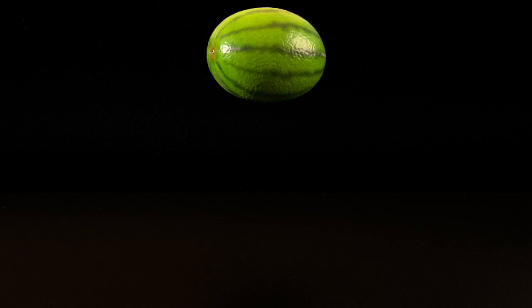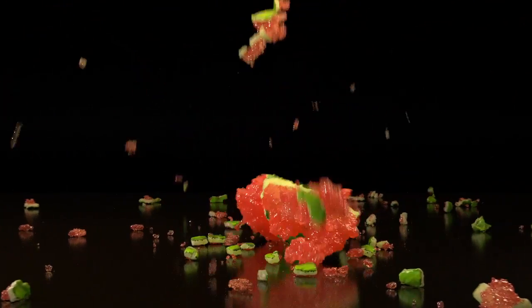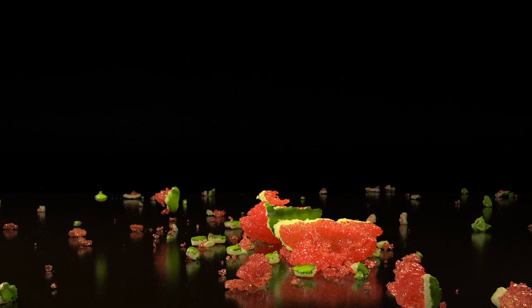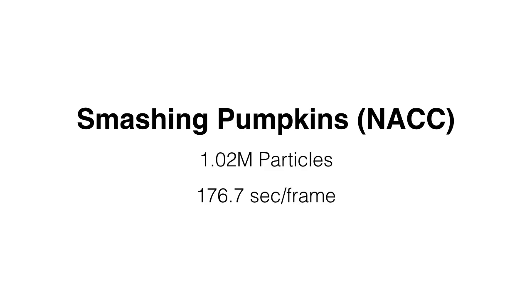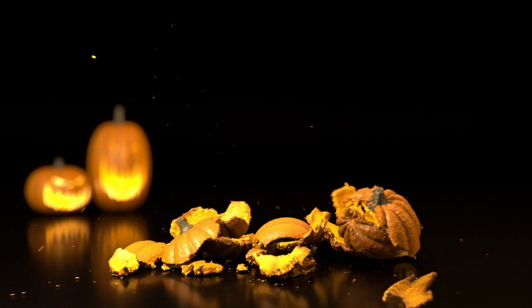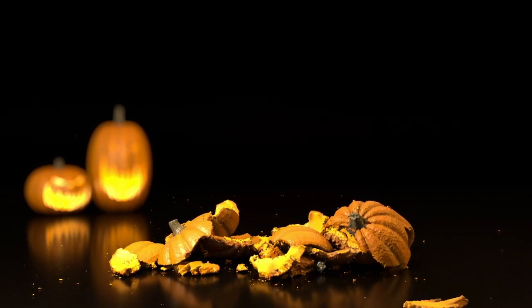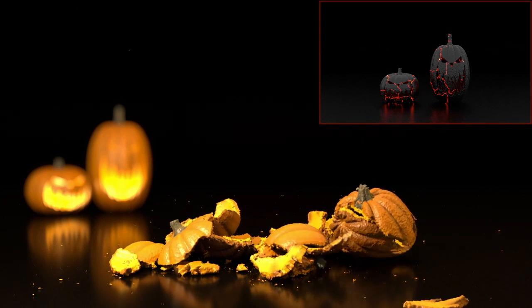This multi-material watermelon is thrown at the ground at high speed, breaking into many pieces. Here we're smashing pumpkins. And this time, we visualize the hardening parameter in material space.